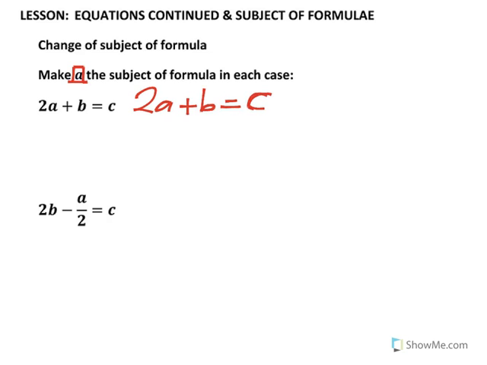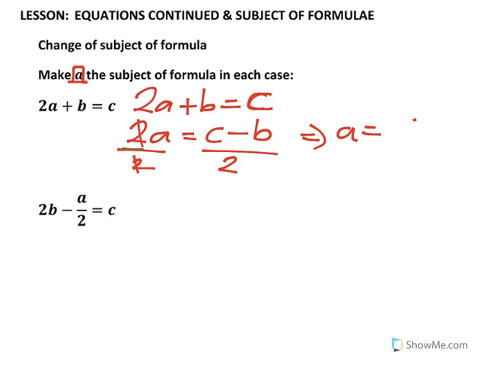Already you can see c is on the right side, but now let's take b to join c. It will be 2a is equal to c minus b. Why? Because when b jumps the equal sign, it changes from a positive to a negative. But again, they said make a the subject of formula. a is being combined with the 2 there. So you need to get rid of that 2. How do you get rid of that 2? You divide both sides by 2. When you divide both sides by 2, then you will be having a is equal to c minus b over 2. Then you have made a the subject of the formula.